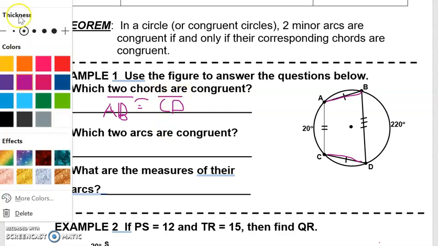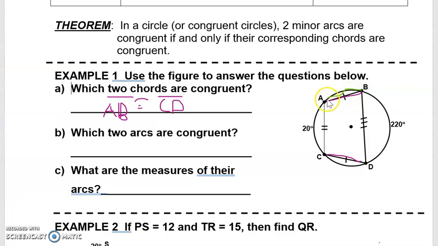Which two arcs are congruent? So if these segments are congruent, then that means that the arcs above them are congruent. So arc AB, we're going to do the same thing, AB, with the points, but instead of a line over it, or a segment, we're going to put an arc. So this should be more curved. It's congruent to arc CD.